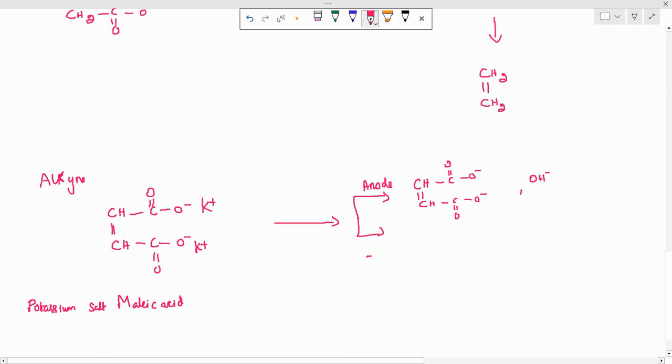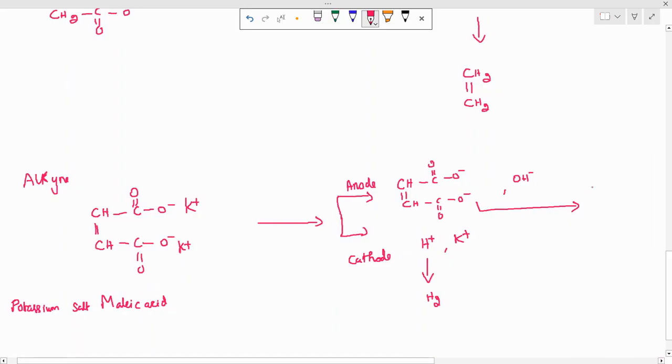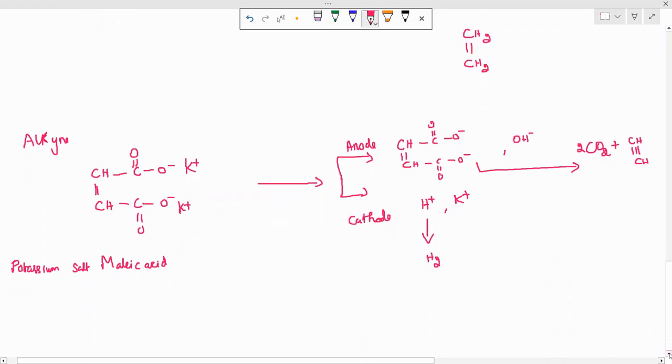And then in the cathode compartment, there will be a reduction, and there will be two kinds of cations, and only the H plus is getting reduced, and then H2 will be released. And in this case, the corresponding carboxylic acid anion will be converted into carbon dioxide, and then you will have the compound like this. I think you understood that one. Now let us come to the point here. What are the questions that can be related to Kolbe electrolysis?